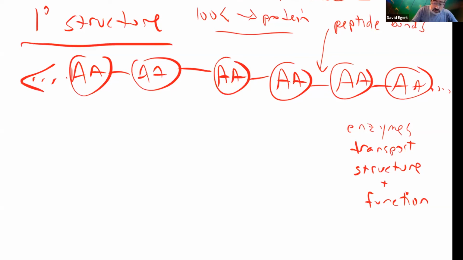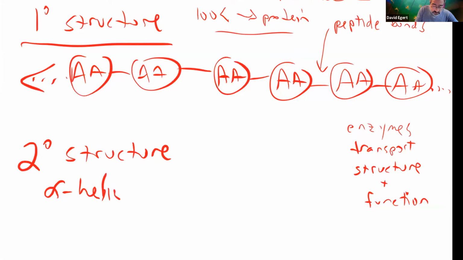So primary structure is just the order of amino acids, which amino acid is hooked up in which order. But that's just the very beginning. The next step is these things start folding. And it is important to understand the basic folding. So let's start with the secondary structure. There are two main types of secondary structure. One is called the alpha helix. The other is called beta pleated sheets.